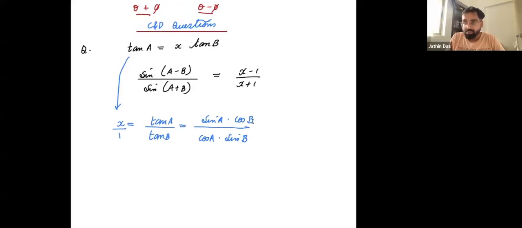Okay, componendo and dividendo. And then we have to take reciprocal of both. Reciprocal means do the inverse, upside down, correct. Okay.